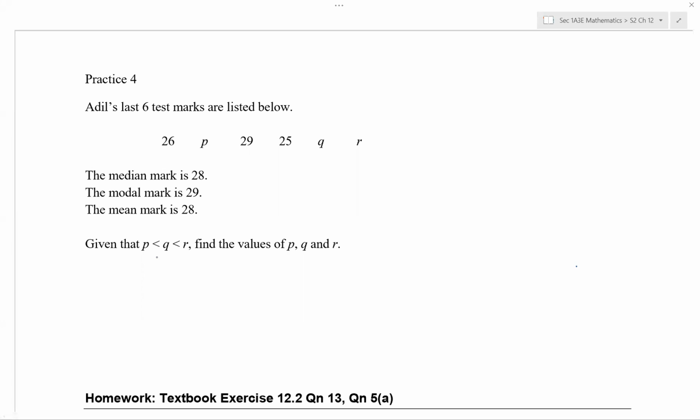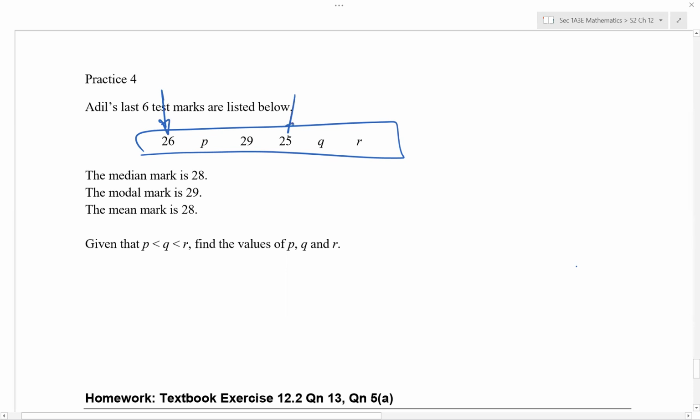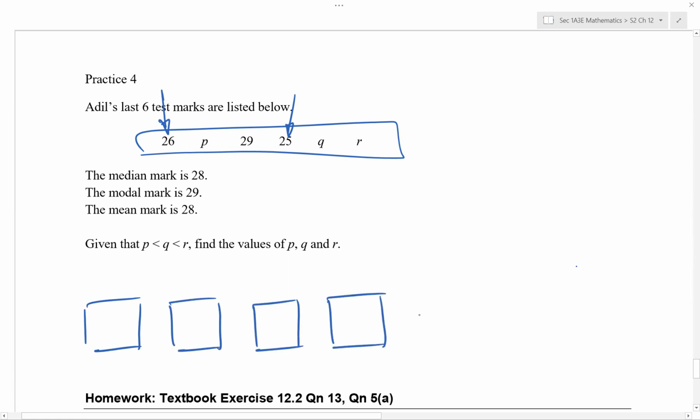So let's take a look at the list of numbers over here. Quite clearly, they are not sorted in ascending order because they start off with 26 and then 25 appears later on. So we want to have 6 blanks which are in ascending order, okay? Because we are going to be dealing with the median. So median requires the list to be sorted.